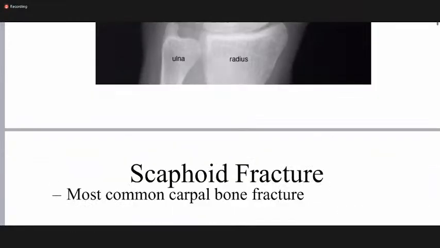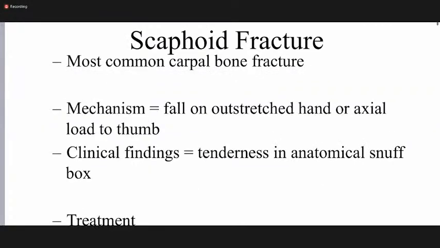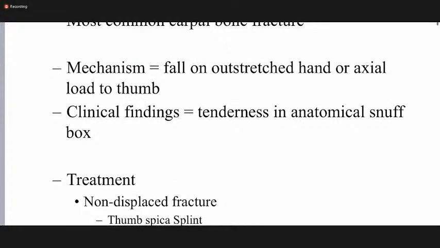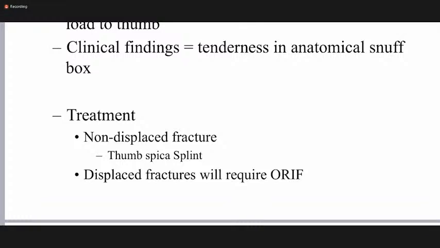and the commonest bone that fractures in the carpus is the scaphoid. Usually again the mechanism is a fall on the outstretched hand or abnormal loading of the thumb, and you find tenderness in the anatomical snuffbox. Treatment is a splint. If it's displaced, it will require ORIF. You can use K-wires or you can use a special screw known as a Herbert screw.